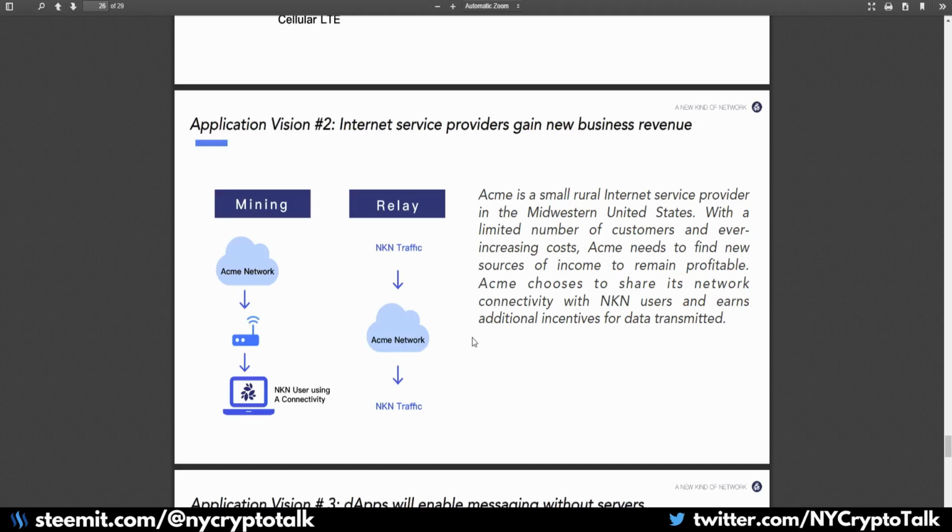Another use case is if there is a small ISP that doesn't have as many users, and they can share their unused bandwidth for the NKN network, which will attract users, and at the same time they're going to earn tokens from the NKN network for being a relay for other users on the network.